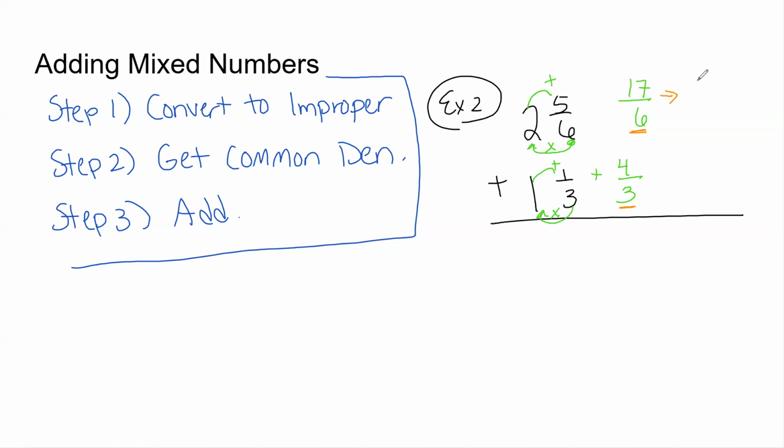So actually we can just leave 17/6, and then we just need to change this one to a denominator of 6. 3 times what is 6? That would be 2. So do the same to the top to be fair, and that's 8. Now we're at the orange, add straight down. You're going to keep the denominator of 6. Let me take off the box because it's in my way.